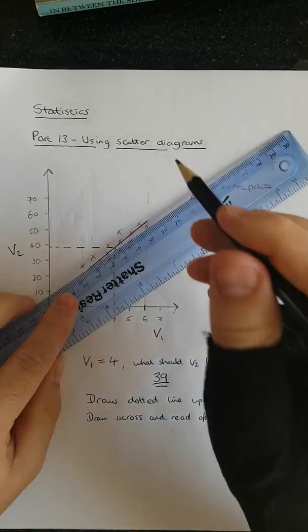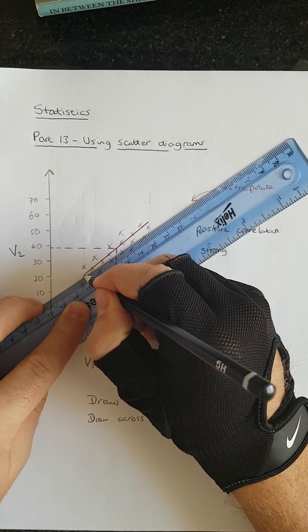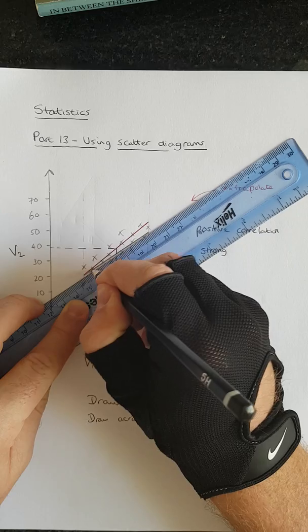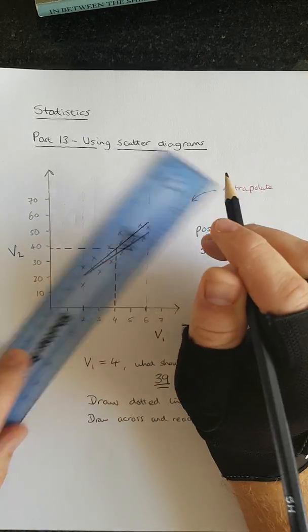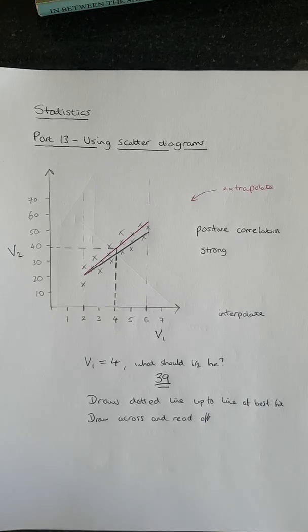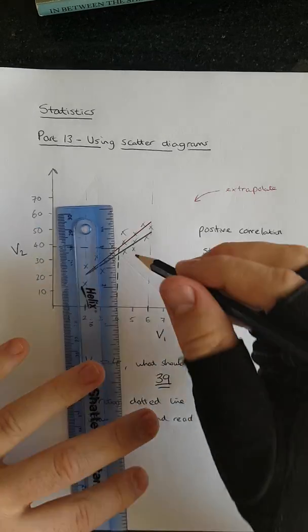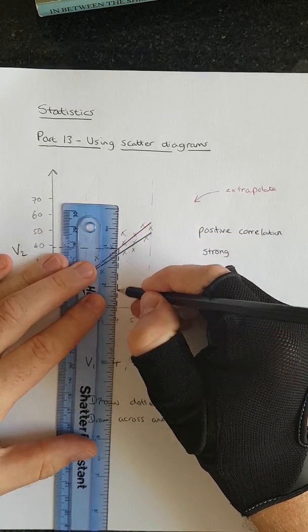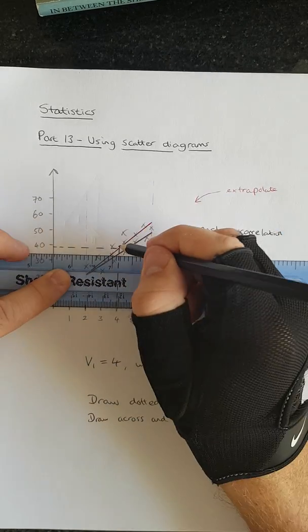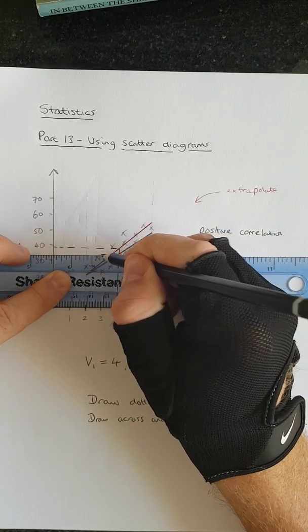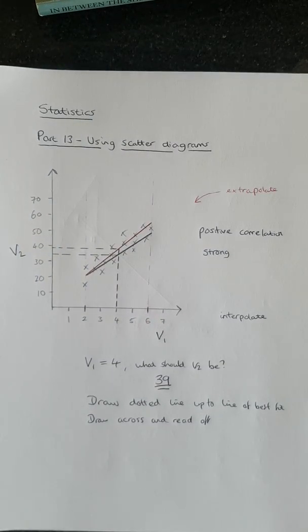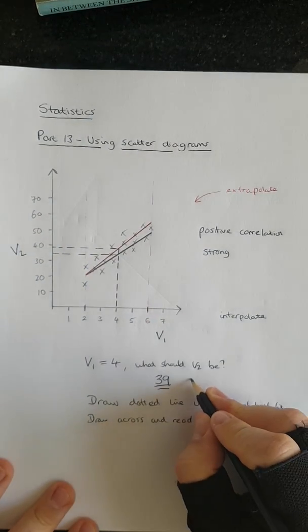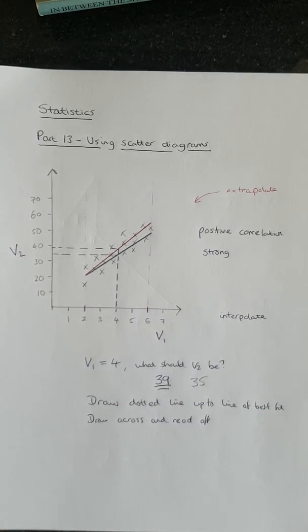Now you might be worried that your line of best fit was different to mine. So let's draw someone else's attempt at the line of best fit. Well, if I do the same process now, come up from 4 and then come across, I'm going to get a slightly different value. In this case, I got 35.